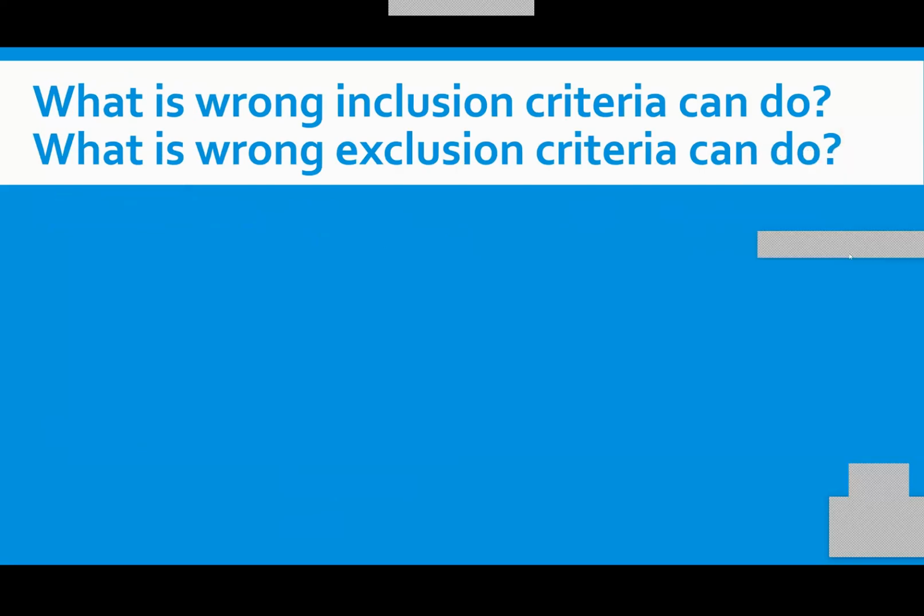So here's the question. What problem will happen in your article if you have an inclusion criteria problem? Any volunteer? Okay, well, let's move to the next question. What is wrong if you have a mistake or an error or a problem in your exclusion criteria? Some data will be missed.